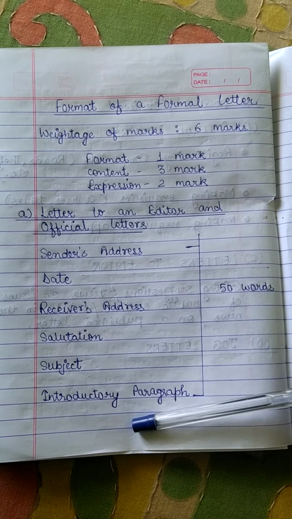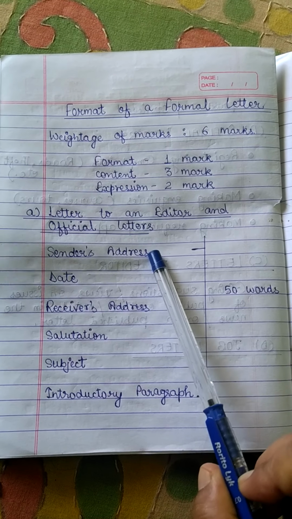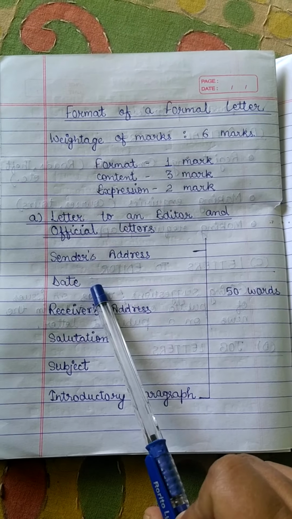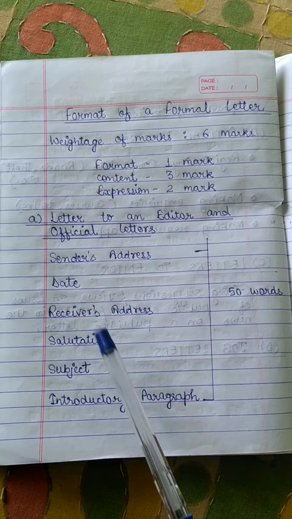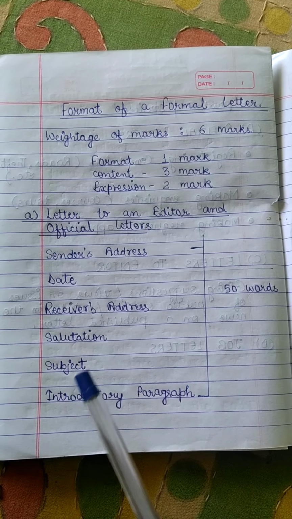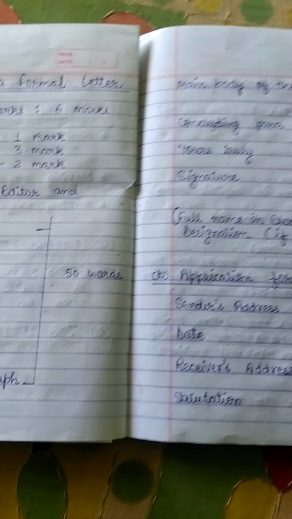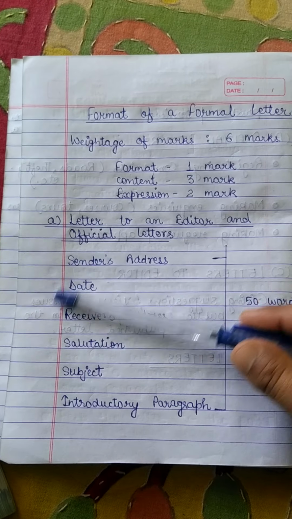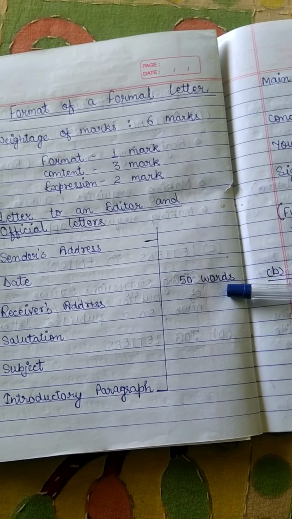Now, let us come to the format. The first thing which we write down is the sender's address, the one who is writing the letter. Then the date, the receiver, to whom we are writing that letter, then the salutation. After that we will write the subject, then we will write the introductory paragraph. All this should be of 50 words.